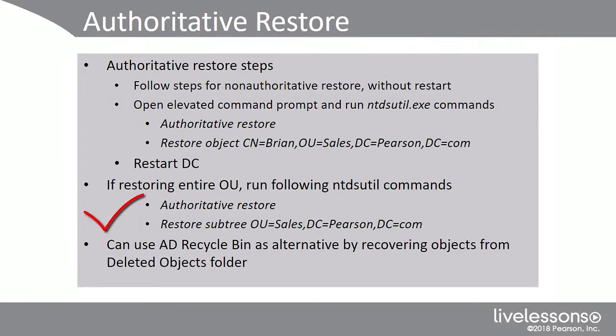If you want to restore an entire OU, you're going to use these commands instead. Instead of restore object, you're going to do restore subtree, OU equals Sales, comma DC equal Pearson, comma DC equal com. Notice there's no spaces in there, and then you'll restart the DC, and that'll restore the entire OU. And as I've already mentioned, and we've already experienced together, we can use the AD Recycle Bin to go out and pick and choose objects that we want to recover instead of using the authoritative restore.